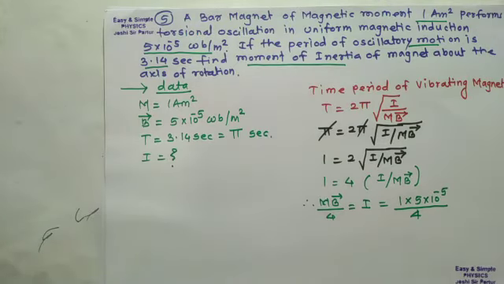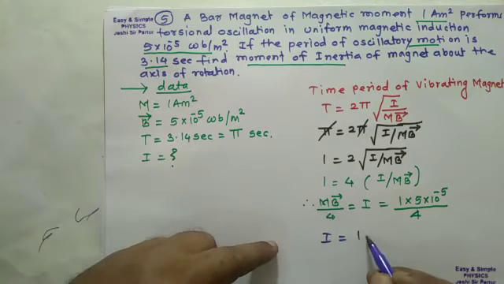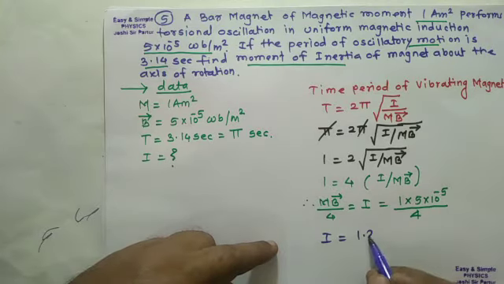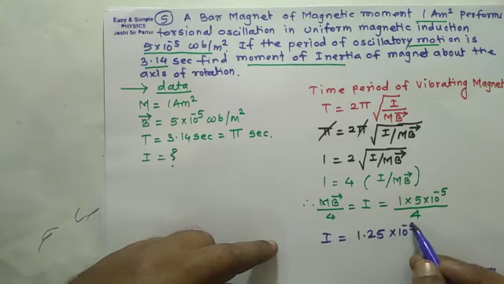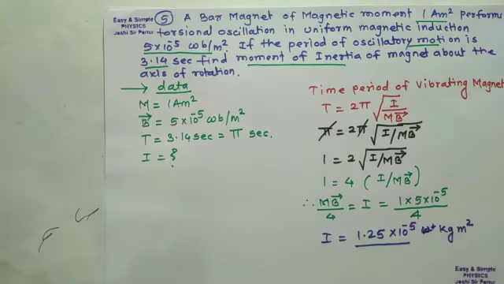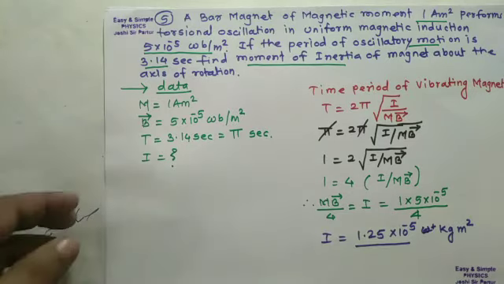So here 5 upon 4 having value I is equal to 1 point... remains 1 becomes 10, 4 to the 8, remains 2 becomes 20, 4 5 the 20, 1.25 into 10 to the power minus 5 kilogram meter square. That is the moment of inertia of a bar magnet, which will be the answer for the fifth question.